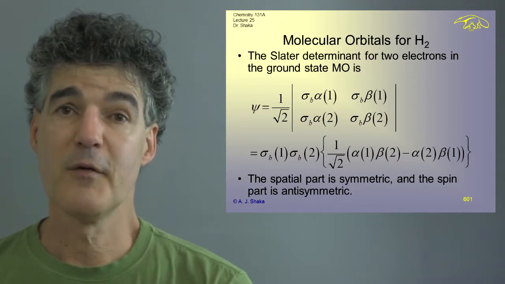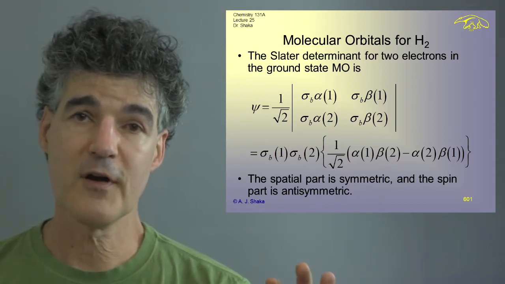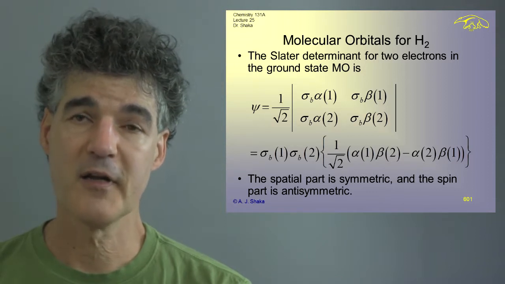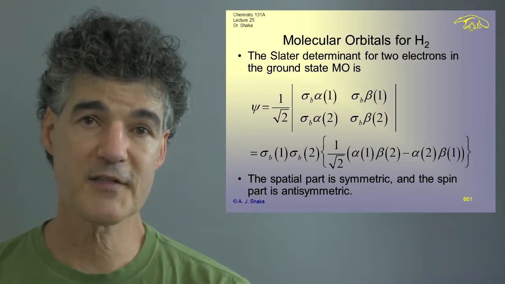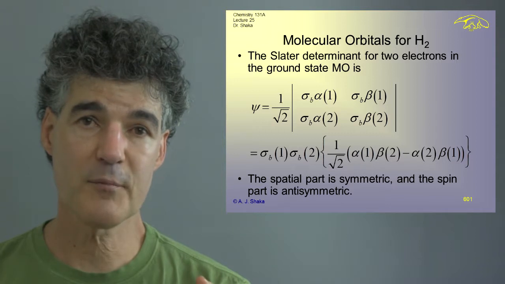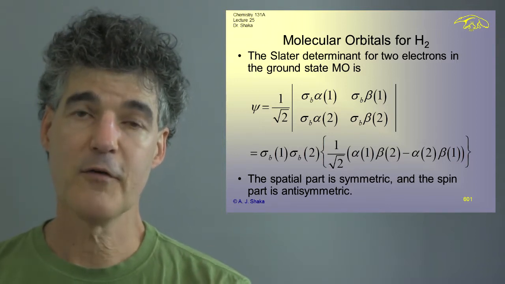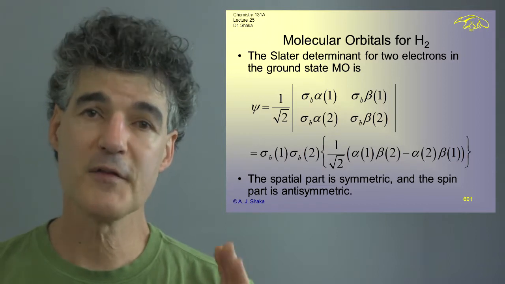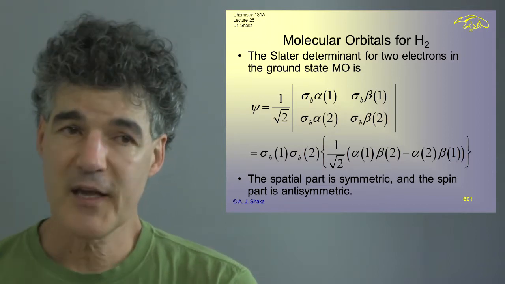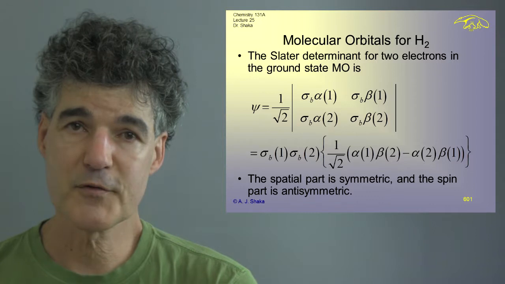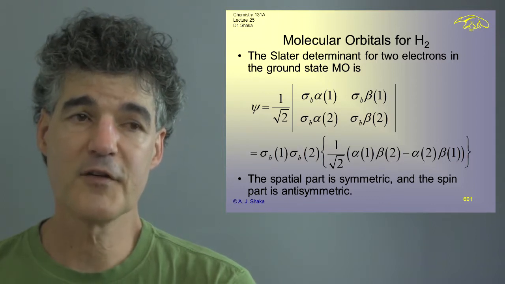We have the bonding orbital for electron 1 for the spatial part times, because remember that's how we do it, we always take a product, times the bonding orbital for electron 2, and then we have the spin part, which is the antisymmetric singlet part that comes from taking the determinant.